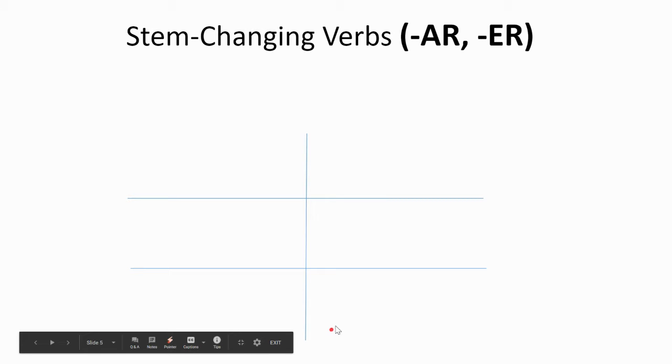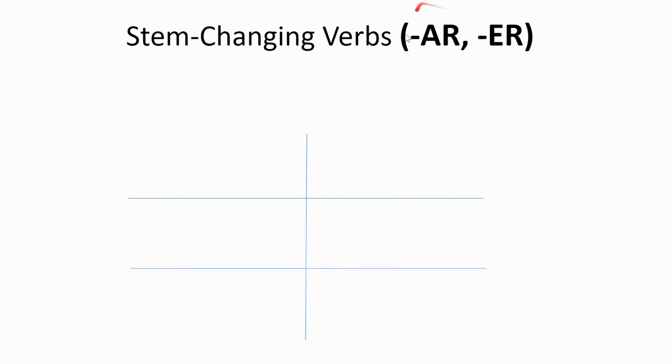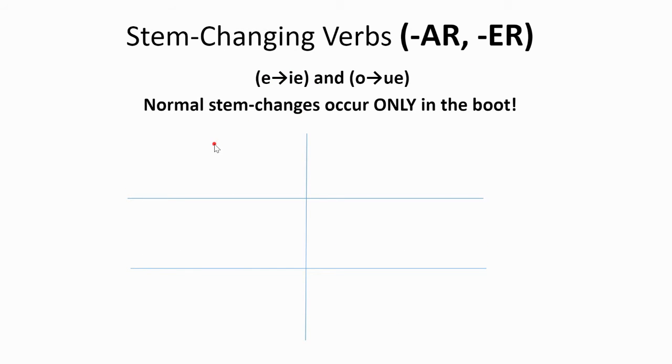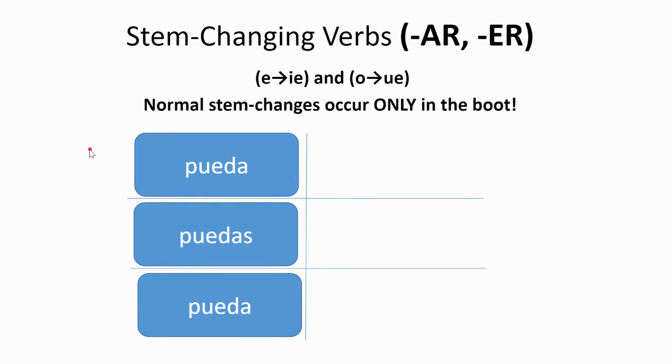Stem changing verbs. In the present tense, stem changing verbs that end in AR and ER switch from one to two letters inside the boot. Okay, so the normal stem change is going to occur. We're looking at the verb poder here. P-O-D-E-R. It means to be able to. I am able to, or I can. Yo pueda in the subjunctive. Yo puedo, drop the O, swap the ending. Pueda. Stem change here because, again, poder, P-O-D-E-R, is the infinitive.